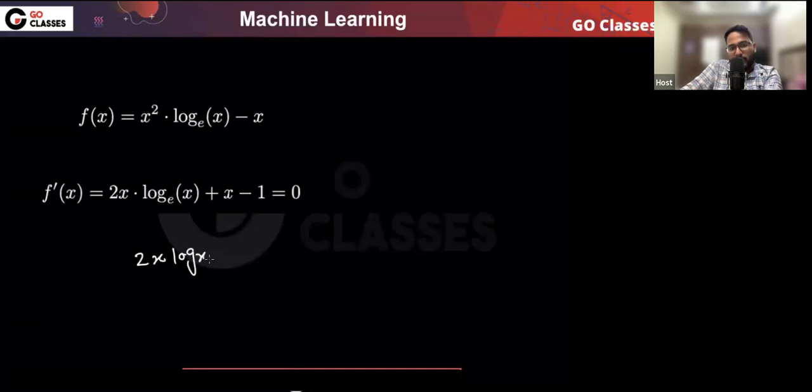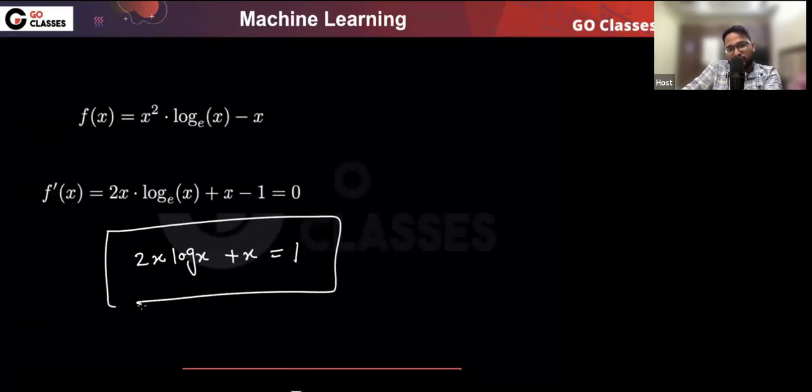2x log x plus x equal to 1. Is it easy to find out the value of x? Tell me. X equal to something, some 5, 10, or like this. No, right? So it might so happen.